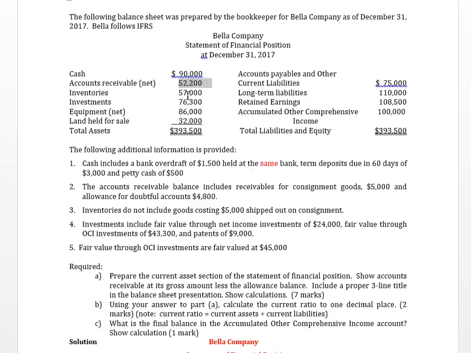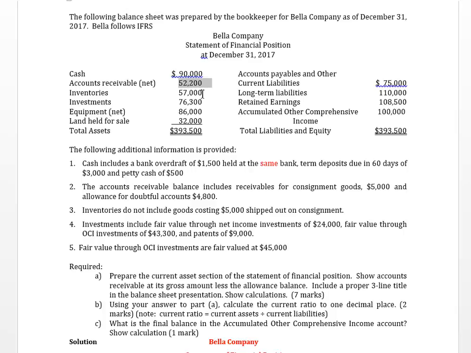Now, our inventory is sitting at $57,000, but in item 3, it says it doesn't include $5,000 that are out at a dealer location on consignment, and by definition, we know from our course that it is ours. So we needed to add that $5,000 to the $57,000 to come up with $62,000.